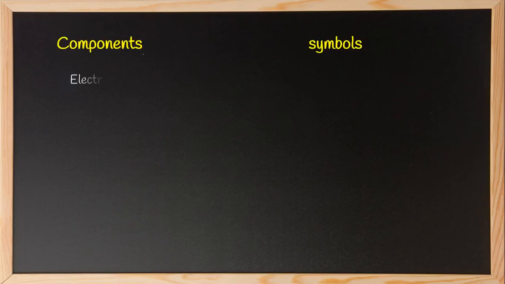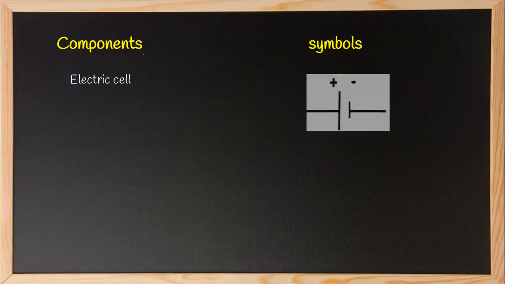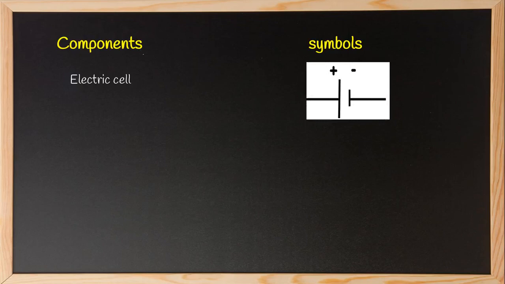Now we will look at various components and the symbols that we use while representing them in an electric circuit diagram. These are the components and these are the symbols. The first one is the electric cell. Whenever we have to represent an electric cell in an electric circuit diagram, we represent it with this symbol. These are the wires, and you will see a long line, a gap, and a small line. The long line is the positive terminal and the small one is the negative terminal. Whenever you represent an electric cell in a circuit diagram, you have to draw it like this.